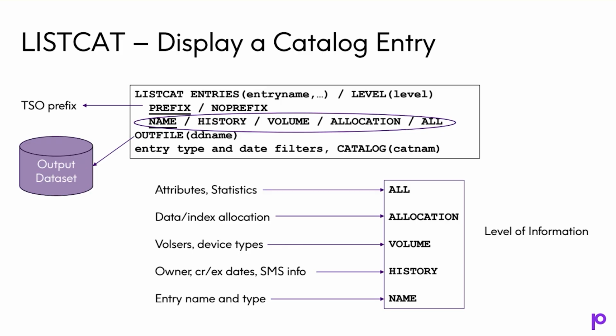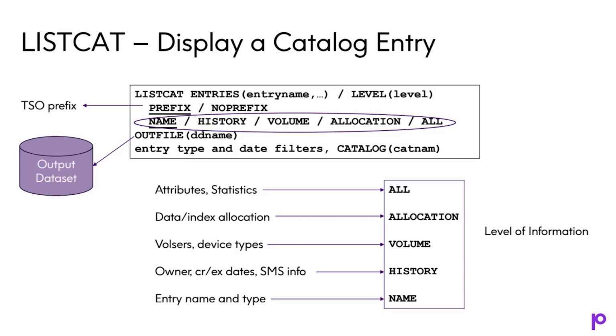But there are several other levels of information I can get. It starts with just name. If I'm interested in a little bit more than name, I can specify listcat entry name history, which will give me the data set owner, the creation and expiration dates, and the SMS class names, but nothing else. If I'm interested just in the volume information, it'll tell me the volumes and device types. For VSAM data sets, if I specify allocation, it will tell me, for the data and index component, what volumes the data set resides on, where the extents are.